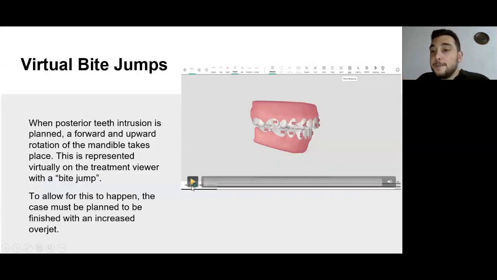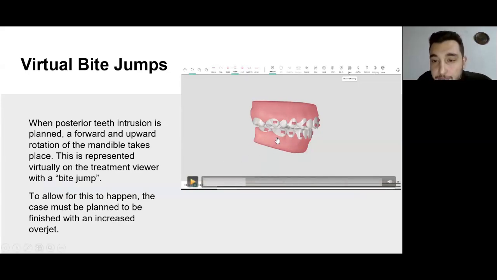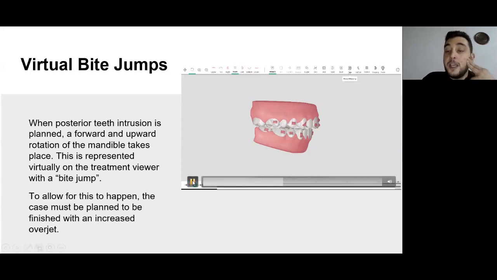To explain the idea more, let's imagine that we have an open bite case similar to the one over here. I'm going to pause the video. Notice that posteriorly, the posterior teeth are separated. We reached a stage in the setup where we applied posterior intrusion, and this posterior intrusion separates the bite posteriorly and allows the mandible to move forward and upward. This forward and upward movement allows the correction of open bites. If you check the simulation over here, in cases of open bite you're going to get this in the simulation. This is what we call a virtual bite jump, and this is the prediction of the mandibular autorotation that we've been talking about.